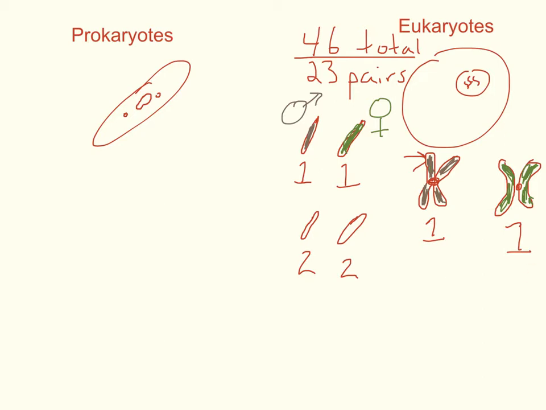That's exactly on the opposite side of the division, but that's going to happen 23 times, all right? 23 times, not 23 times, 46 times, 23 pairs times 2, so 46 times that. So there's going to be 46 of these doubles lined up, and then they're all going to divide, and then you'll end up with 46 in each new cell, and that's what you want. You want 46, you want both mom and dad's copies in each cell. That's key. Now you can see that that's very complicated.